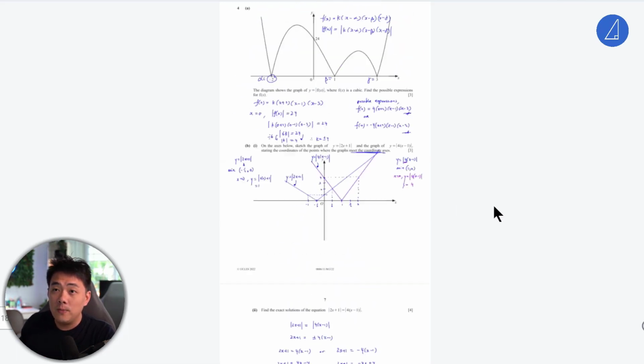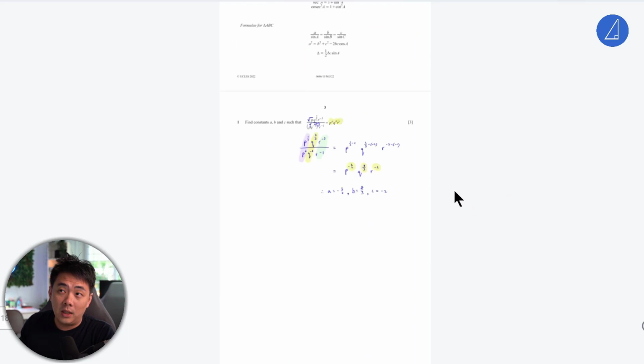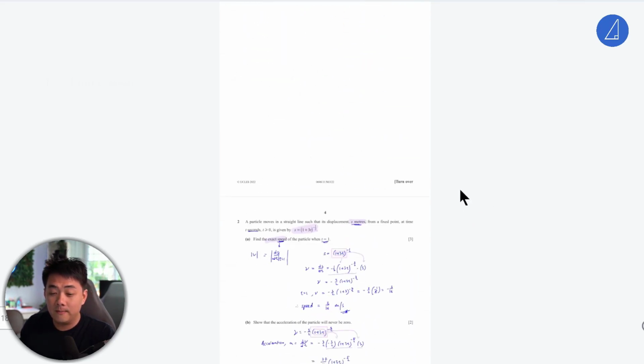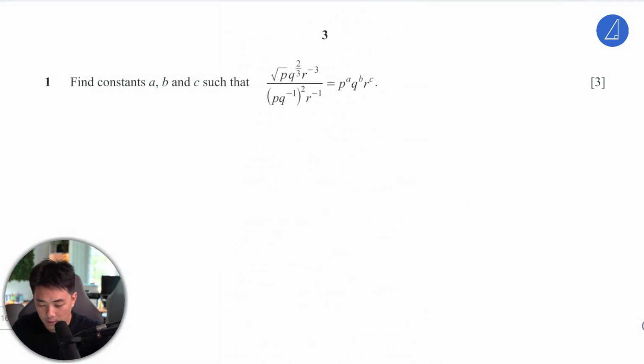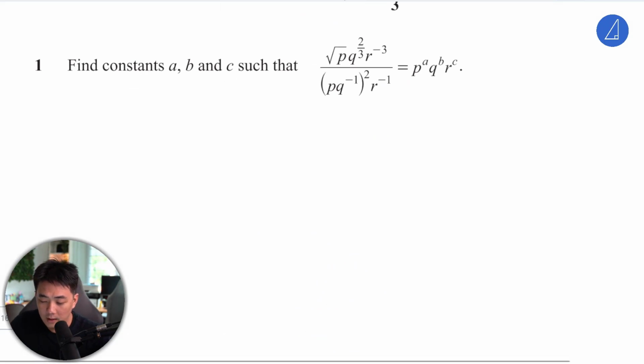So without further ado, let's see how we can do this paper proficiently. Let's look at question 1. Find the constants a, b, c. I think this is pretty okay.